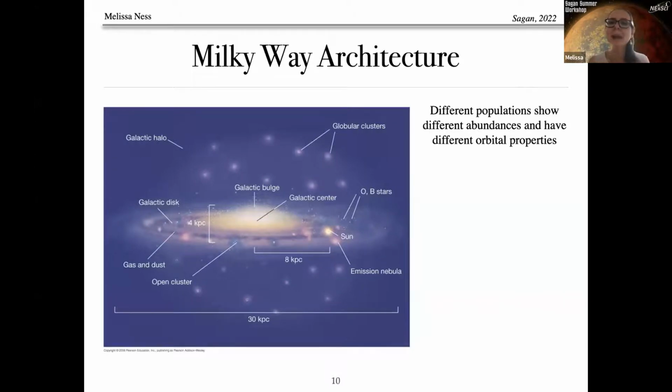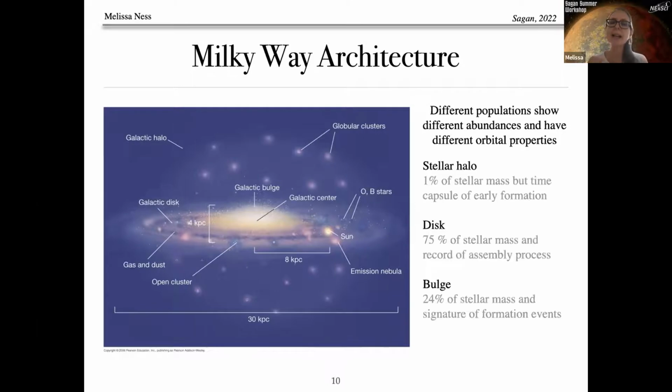So it's been known for some time that different populations, the bulge, the disk, the halo, have different chemical abundances and different orbital properties. And I want to highlight some of these things. First, briefly talking about the halo, which only comprises 1% of the stellar mass, but is a really lovely record, or a capsule, of the early formation of the galaxy. Then the disk, the majority of the stellar mass, which shows these lovely signatures that are a record of the assembly process. And finally, the bulge, which is a really strong signature of formation in the galaxy.